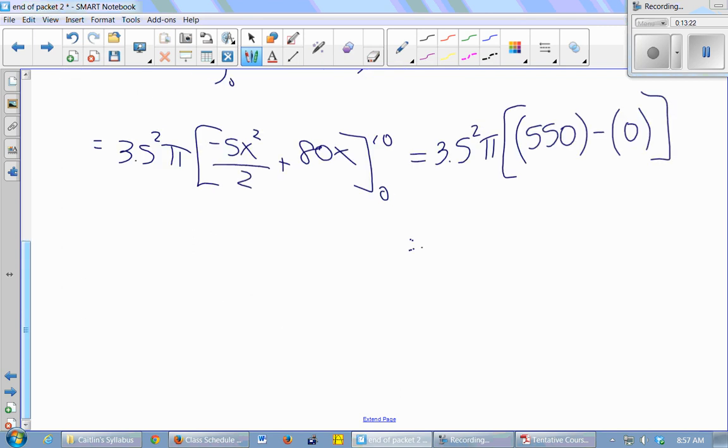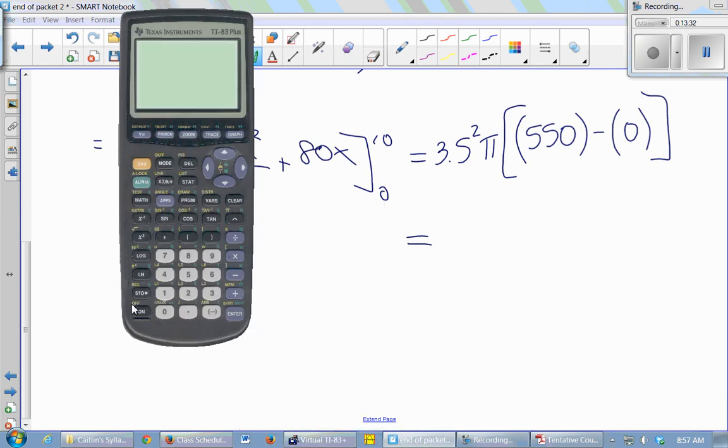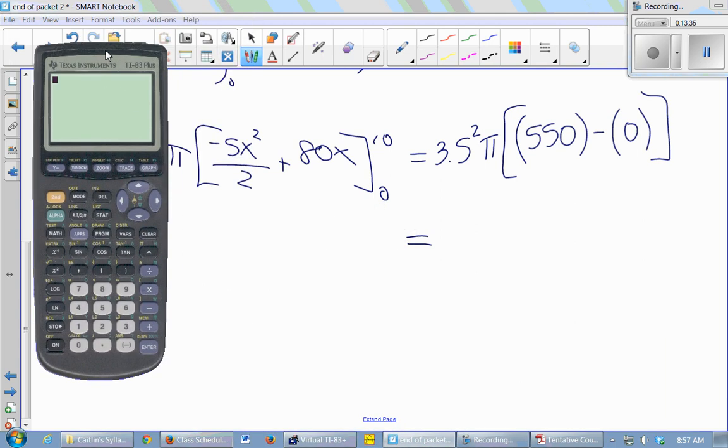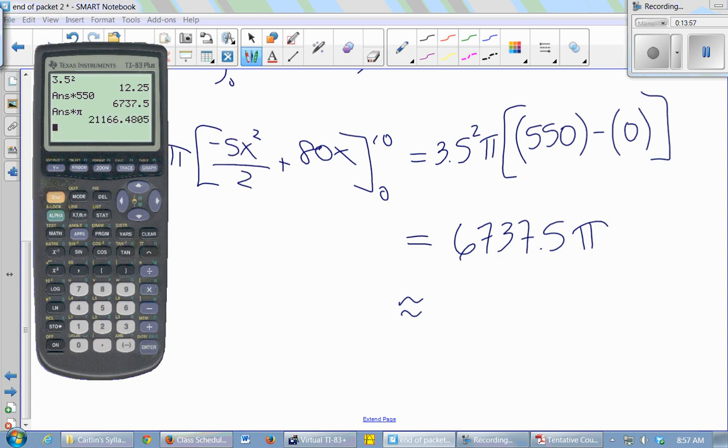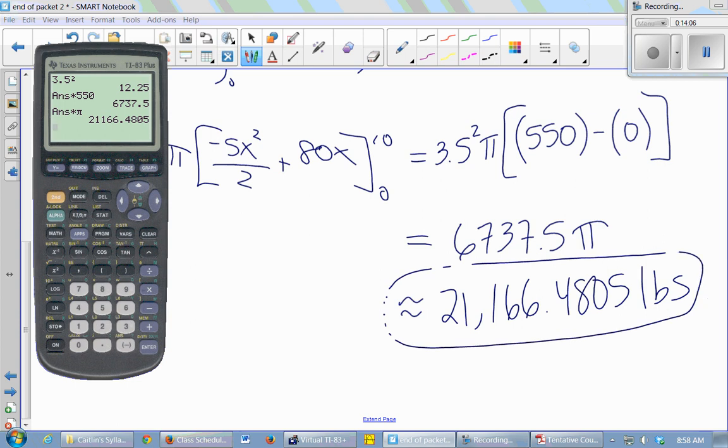So let me open up a calculator. 3.5 squared is 12.25 times 550, which is 6,737.5 pi, or approximately 21,166.4805 pounds of muddy water.